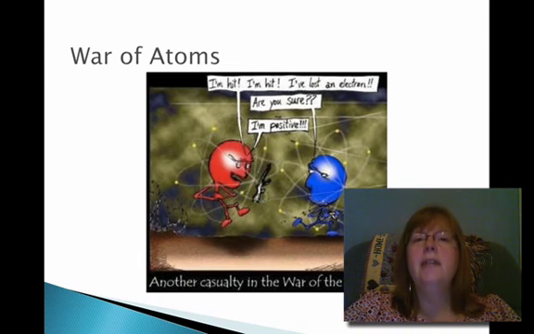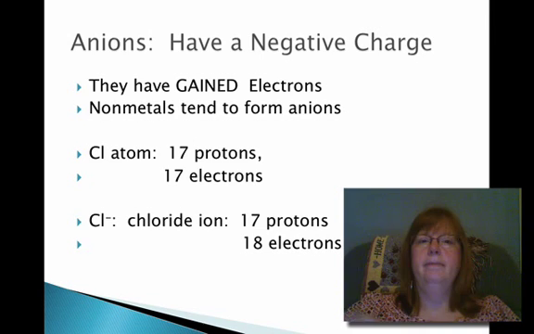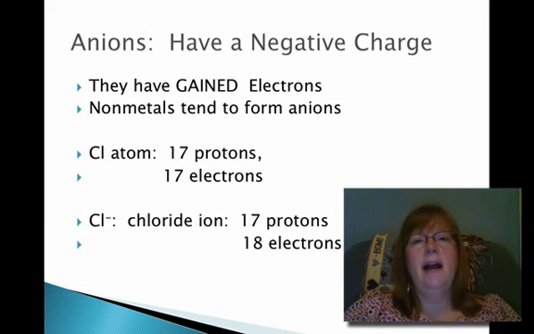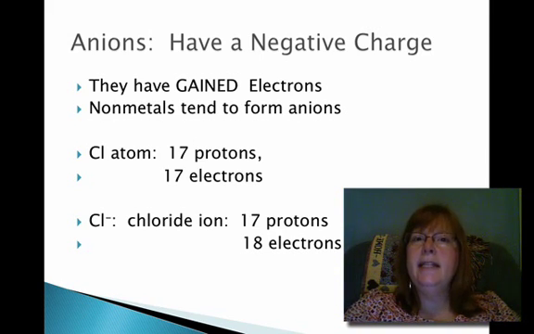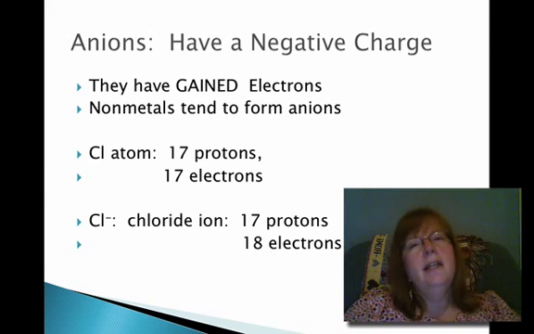Atoms that lose electrons form a positive ion, and we call them cations. We can also have negative ions, and they're called anions. They've gained electrons. Nonmetals tend to form anions.